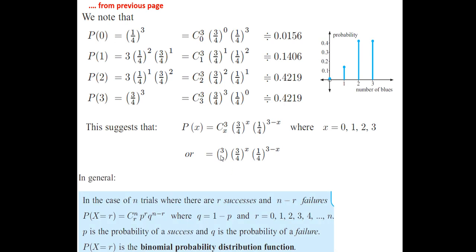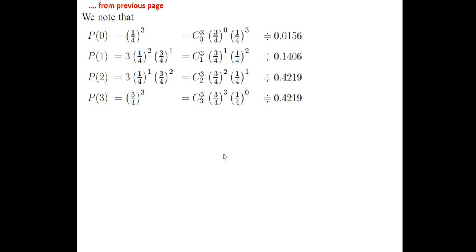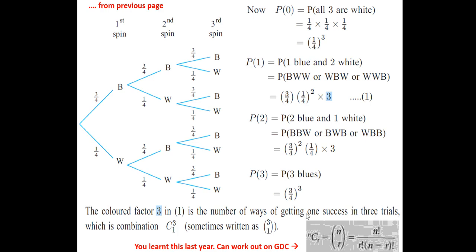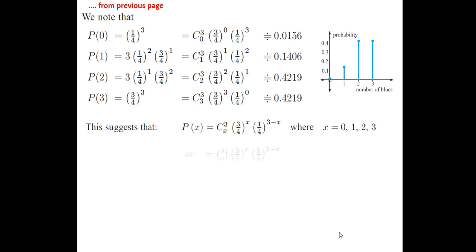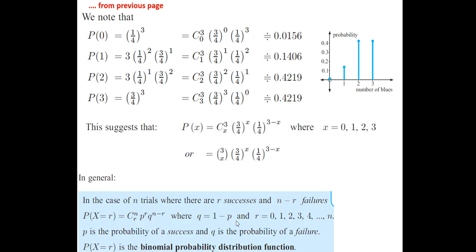And this thing here, I'm just pointing out where it came from. Like NCR, you can write it as n over r in the bracket like that. In general, in the case of n trials where there are r successes and n minus r failures, the probability that x equals r is NCR, the binomial coefficient, p to the power of r, q to the power of n minus r, similar to binomial theorem, where q equals 1 minus p, so that might be something you need to sub in at some point.